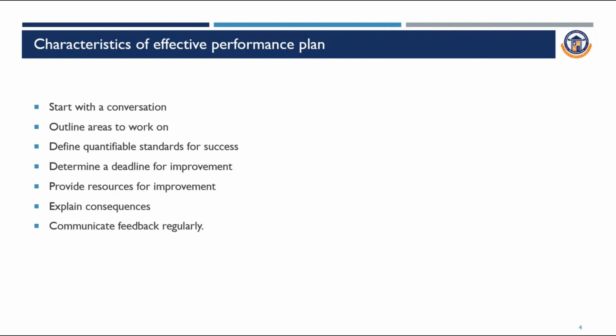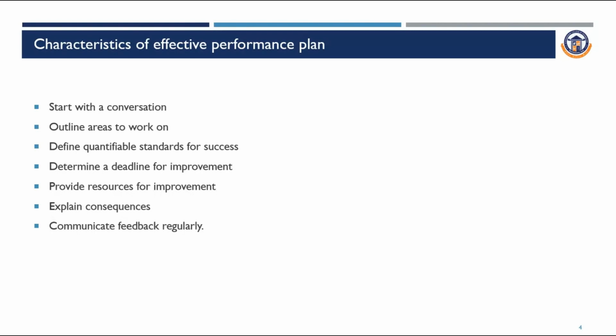Next is to define quantifiable standards for success. Progress and improvement are words that don't really mean anything unless they can be measured. Imagine that you hire an architect to design your house, but give no information on square footage or number of rooms. When designing the performance plan, be as specific as you can.